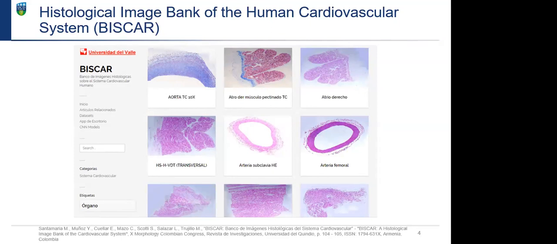For example, this complete development, this complete method includes sample preparation, image capture protocol, storage structure definition, vocabulary definition, information management tool development, and also web resource availability.